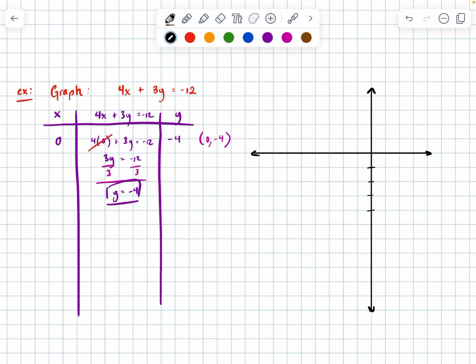Negative 4, I'm moving 4 units down. So that would be 1, 2, 3. Negative 4 is right here. And I'm going to label my point 0, comma, negative 4.